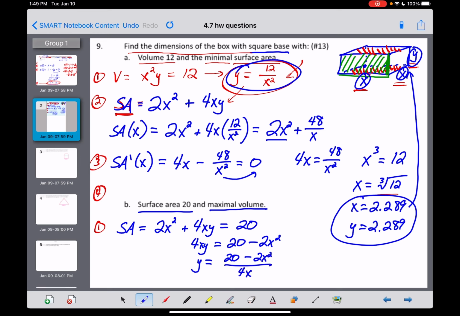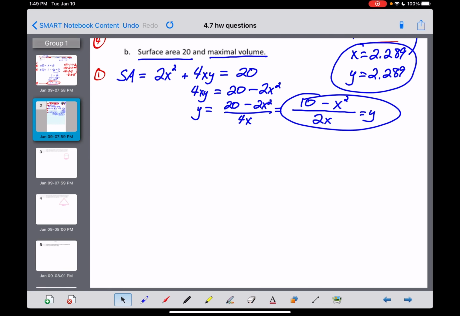The only thing I could do to clean that up a little bit, although I don't think this is going to be very important, is divide a 2 out from everything. So that'll become 10 minus x squared all over 2x. So that's what y is going to equal. I'm going to go ahead and kind of circle that here temporarily. And now let's get ready to move on into step 2. And I think I need to slide this up a little bit.